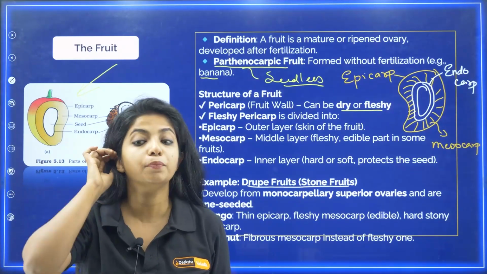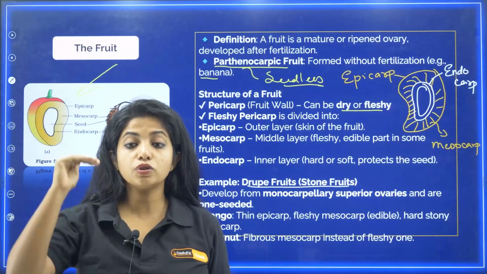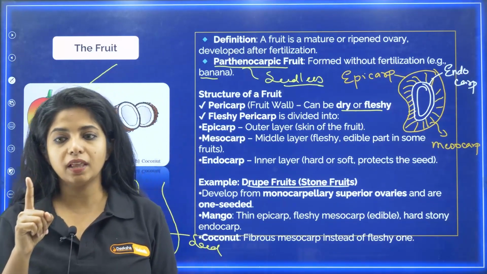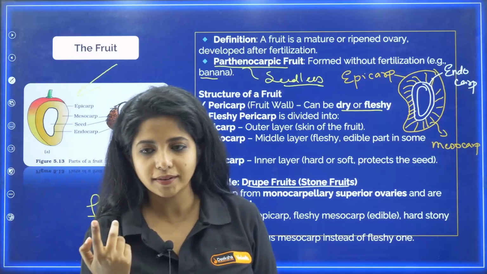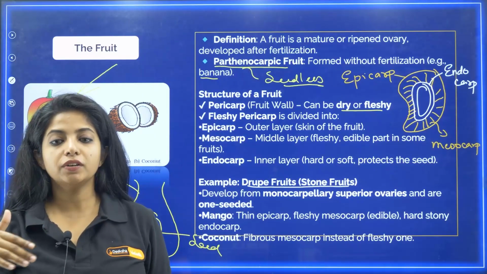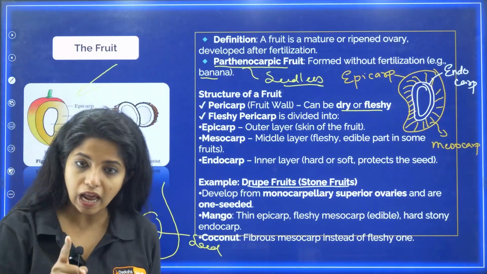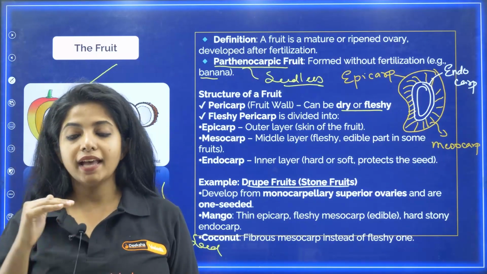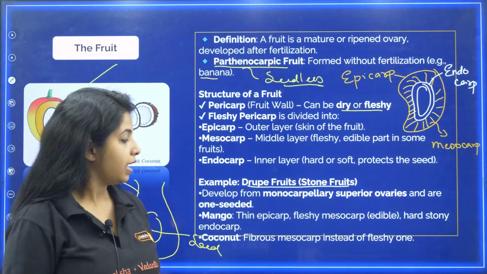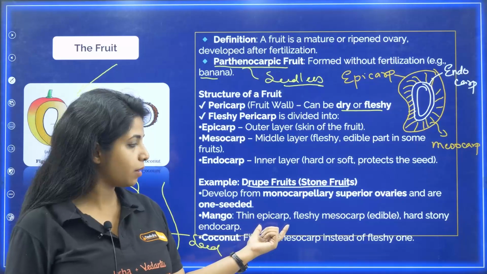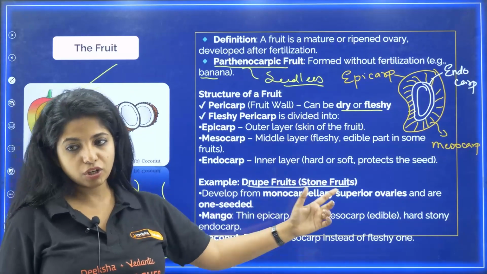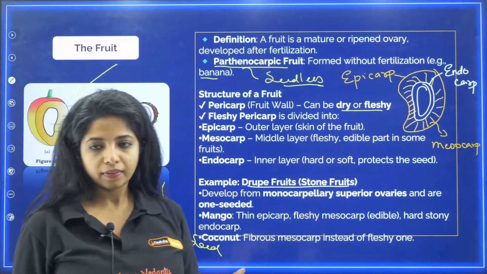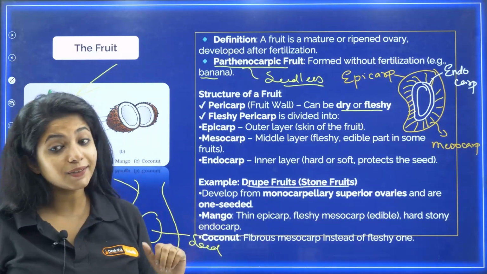What do you call this condition? Hypogynous condition. The ovary is superior, and they are one-seeded. They will always be one-seeded. That means there is only one ovule as well, and the ovule converts into seed, right? So monocarpillary, the carpel has one ovule, which is why it is one-seeded, and they have superior ovaries. Example is mango, where thin epicarp is there, fleshy mesocarp is there, and hard stony endocarp is there. Now, one more thing, coconut is also an example.